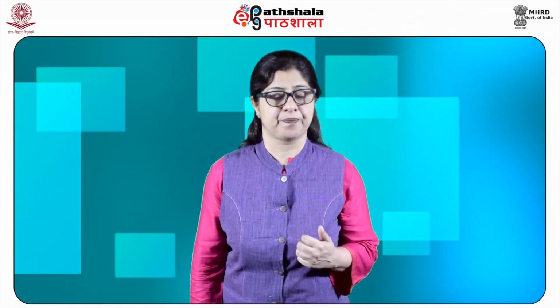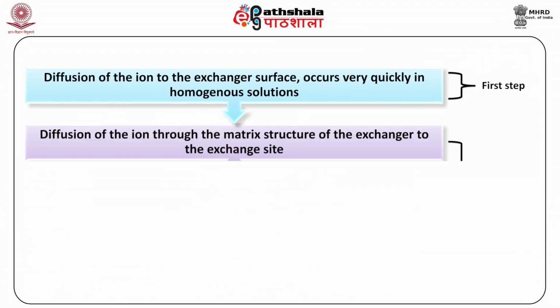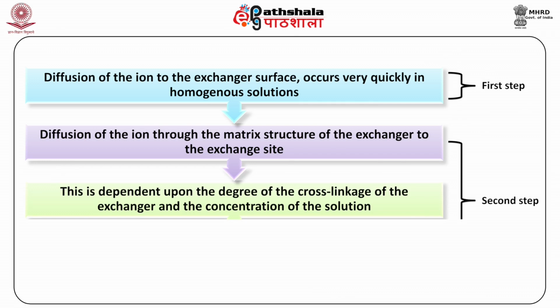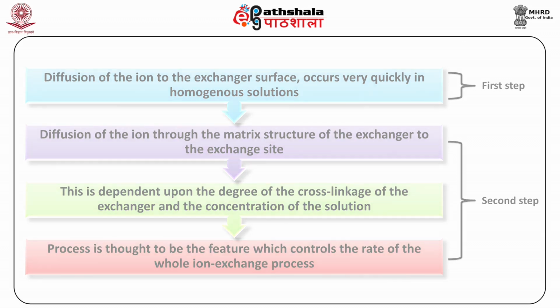The actual ion exchange mechanism is thought to be composed of 5 distinct steps. Firstly, diffusion of the ion to the exchanger surface. This occurs quickly in homogeneous solutions. Second, diffusion of the ion through the matrix structure of the exchanger to the exchange site. This is dependent upon the degree of cross linkage of the exchanger and the concentration of the solution. This process is thought to be the feature which controls the rate of the whole ion exchange process.